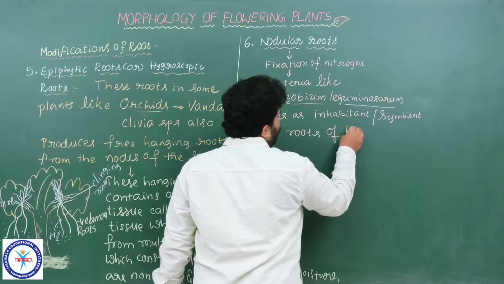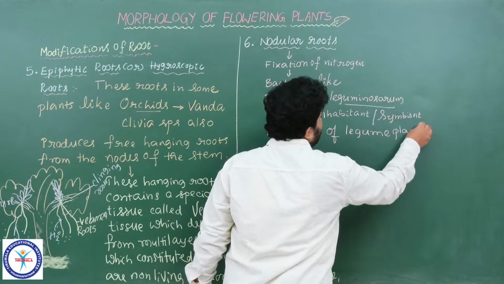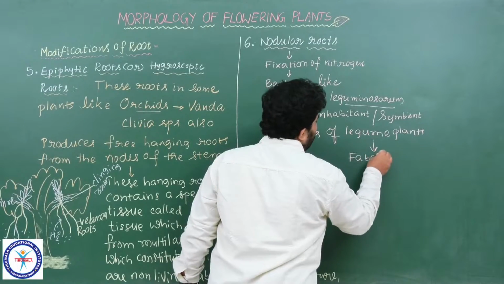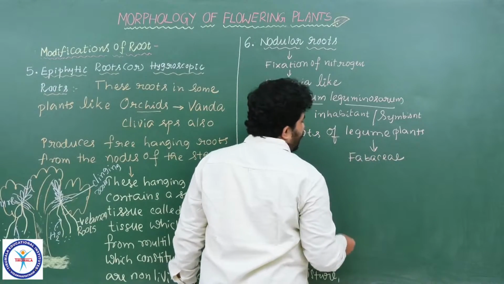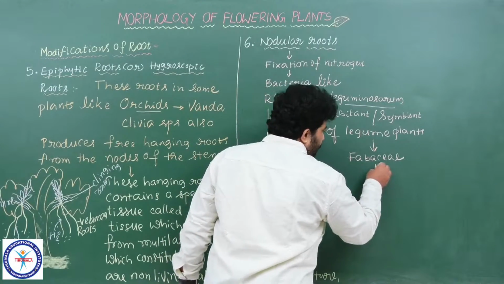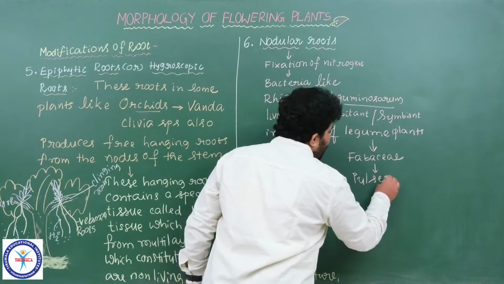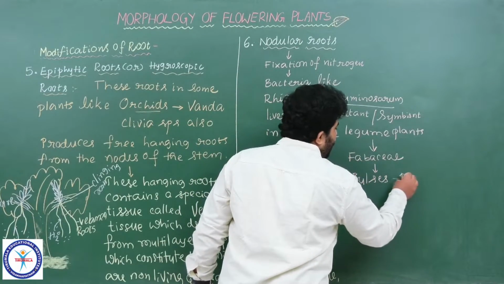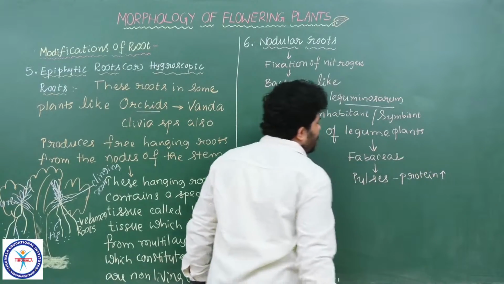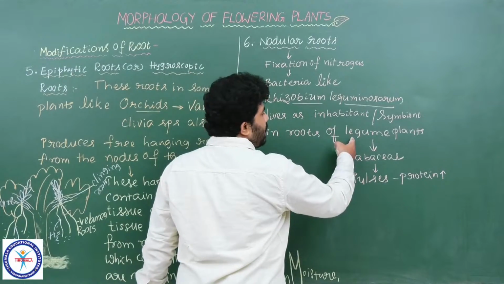roots of leguminous plants. Legume plants are leguminous plants, especially the family Fabaceae. Later we'll discuss what Fabaceae is. Legume plants are Fabaceae plants. Mostly in these plants, like pulses, we obtain more protein. They come under the family Fabaceae, also called legume plants.